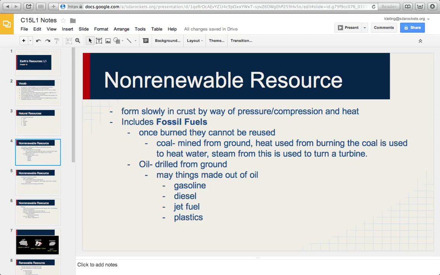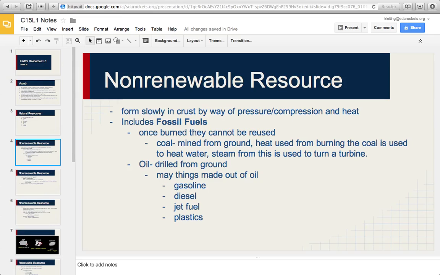Alright, so non-renewable resources. These are, again, the resources that are not being produced as quickly as they are being consumed. So they form slowly in crusts by way of pressure or compression and heat. You need both of those two elements to make a non-renewable resource. A lot of these include fossil fuels. Once fossil fuels are burned, they cannot be reused. Our first example here is going to be coal.